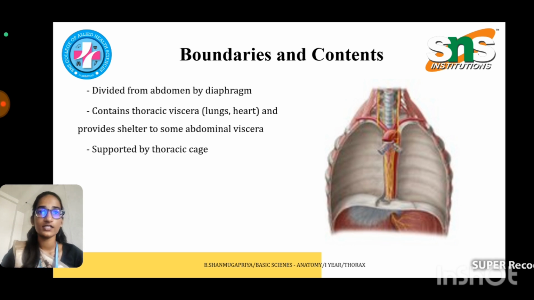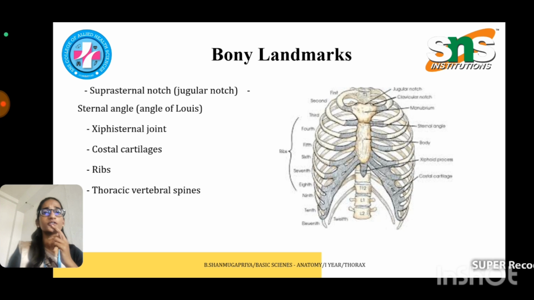Thoracic cavity contains the principal organs of respiration like lungs and of circulation like the heart, both of which are vital for life. So, surface landmarks of the thorax, bony landmarks: the suprasternal or jugular notch. It is felt just above the superior border of the manubrium between the sternal ends of the clavicles. It lies at the level of lower border of the body of the second thoracic vertebra. The trachea can be palpated in this notch.